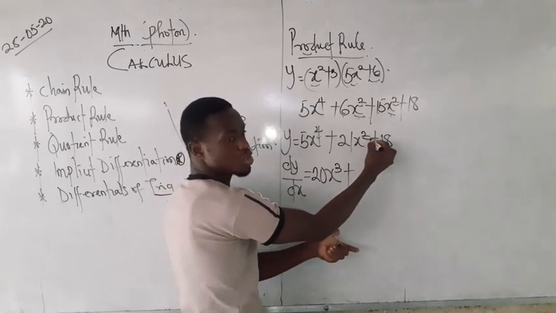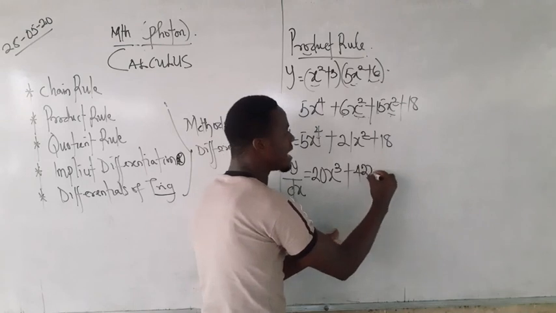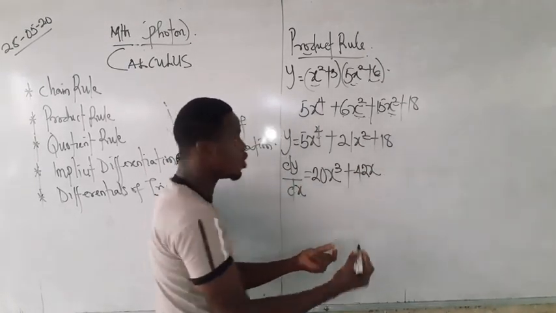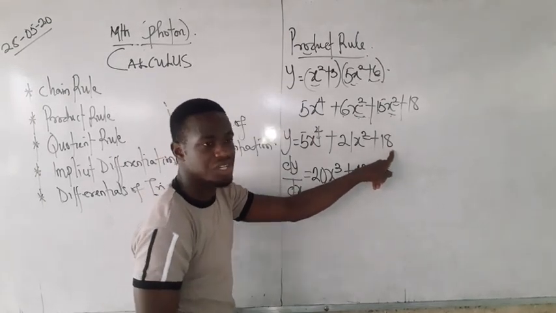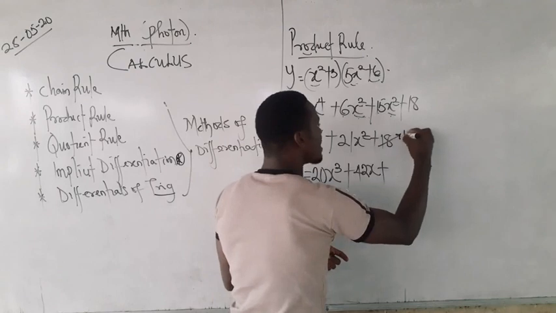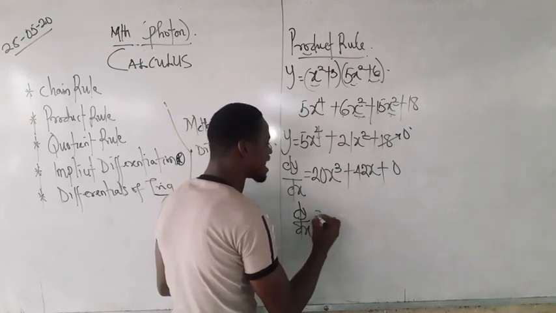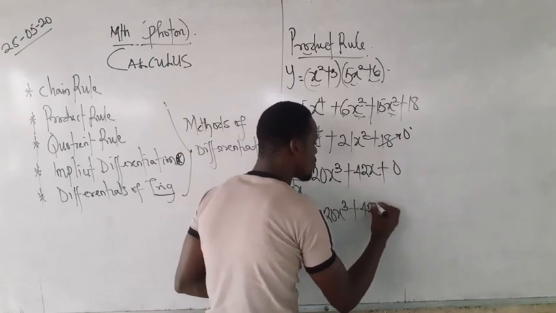What's the power here? 2. 2 times 21 will give us what? 42. Then what do you have here again? x. If you remove 1 from 2, what remains? 1. Do we need to write it? No. Plus, this is a constant. Whenever you differentiate a constant, what do you get? 0. So place an arrow and turn this to 0. So my final answer for dy over dx becomes what? 20x raised to power 3 plus 42x.